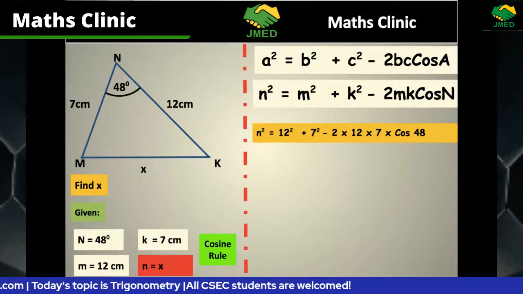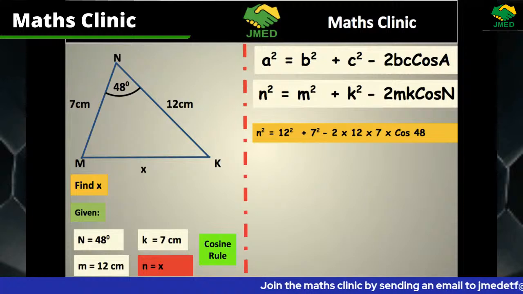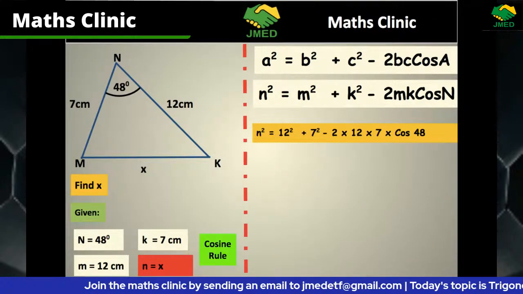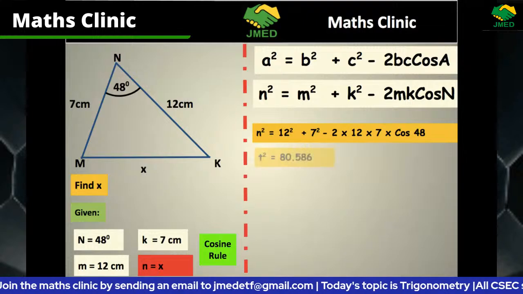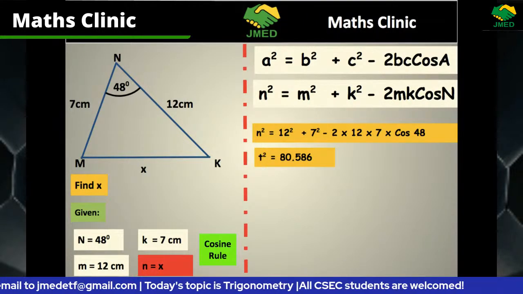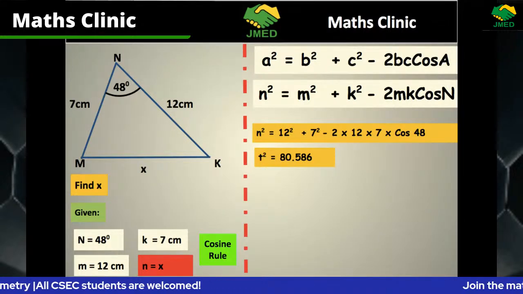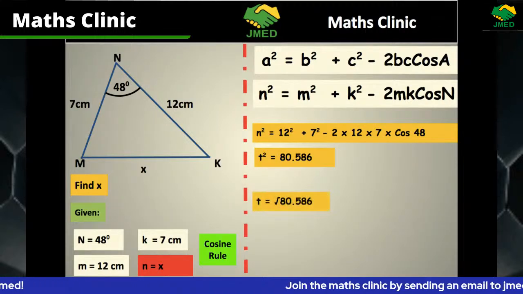Again, as I mentioned before, don't try to work these out step by step. Just put them in your calculator. Pretty much every calculator can handle this. 12 squared plus 7 squared minus 2 times 12 times 7 times cos 48. Just put that straight in and press equal. You should get 80.586. Now we know that when we have N squared, our next step is to find N by finding the square root.